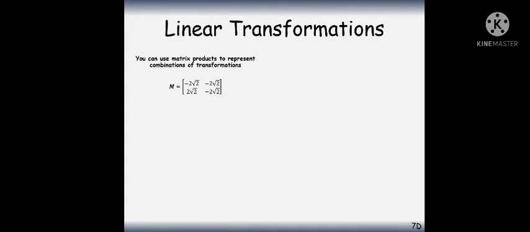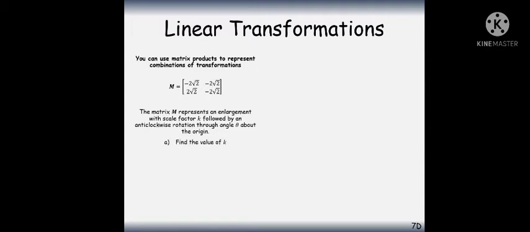Okay, so you can use matrix products to represent combinations of transformations, as we know. Matrix M represents an enlargement with scale factor k, followed by an anti-clockwise rotation through angle theta about the origin. Part A, you want to find the value of k. Part B, you want to find the value of theta.